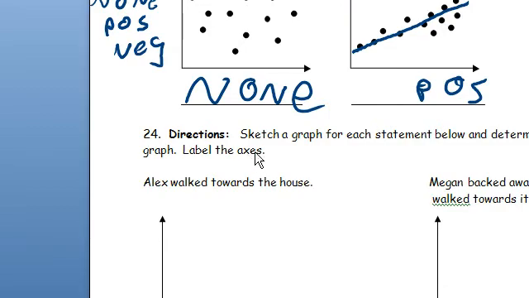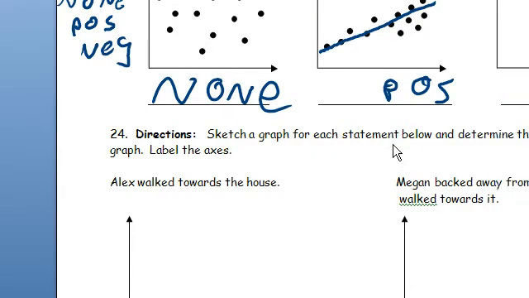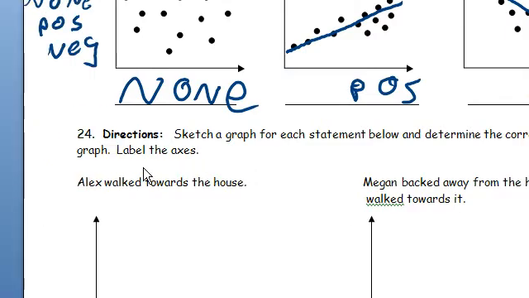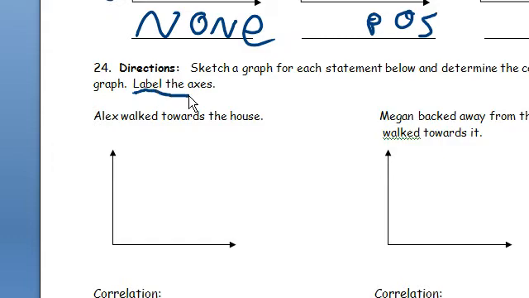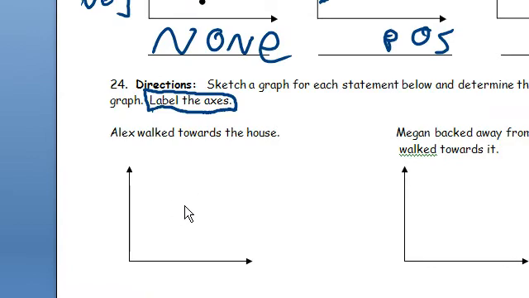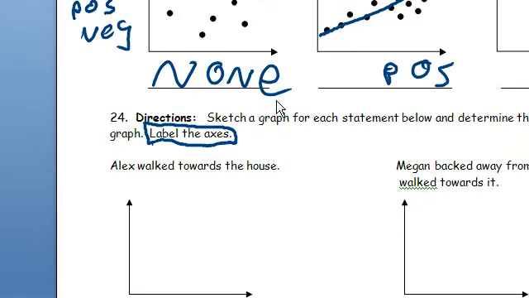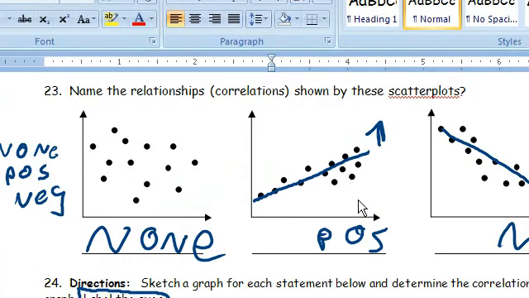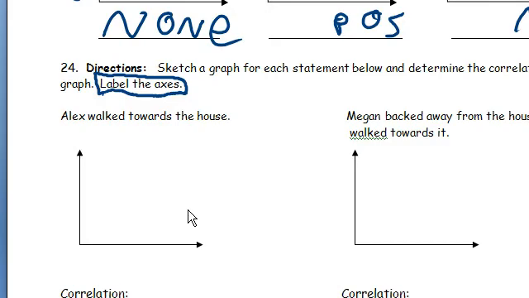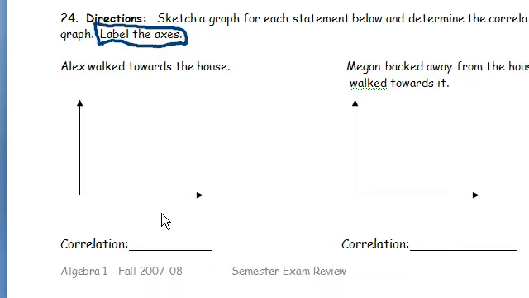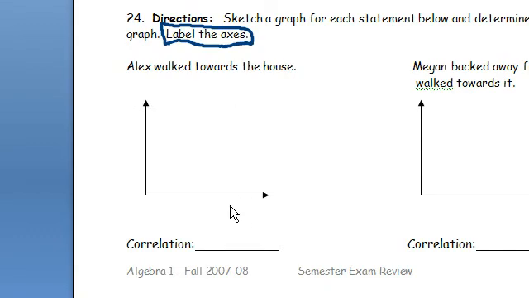Okay, directions for 24. Sketch a graph for each statement below and determine the correlation of each graph. Label the axes. Oof, boy, label the axes. There's nothing that makes my blood boil hotter than when my dear students forget to label the axes. So, I suggest we label the axes. Alex walks towards the house. How should we label the axes? Well, what I would suggest is he's walking towards the house over time.